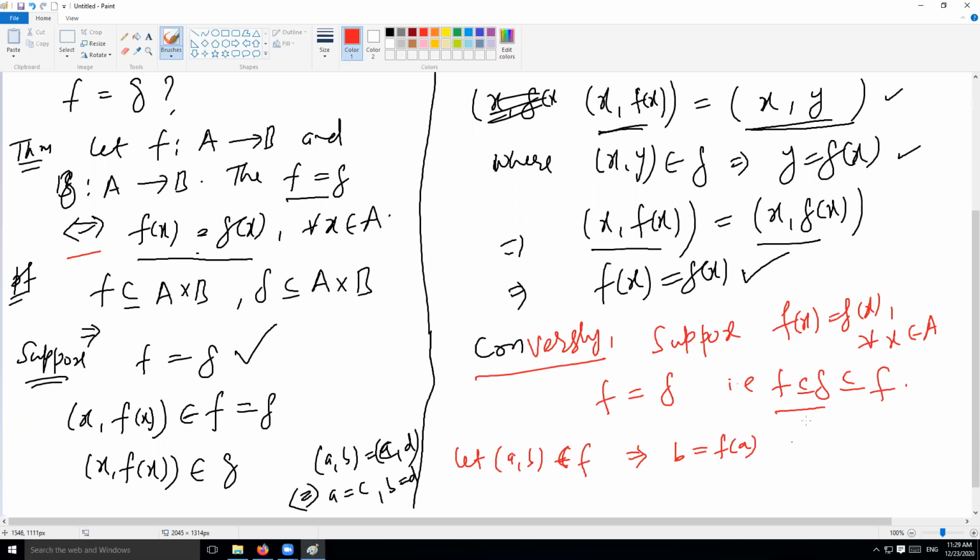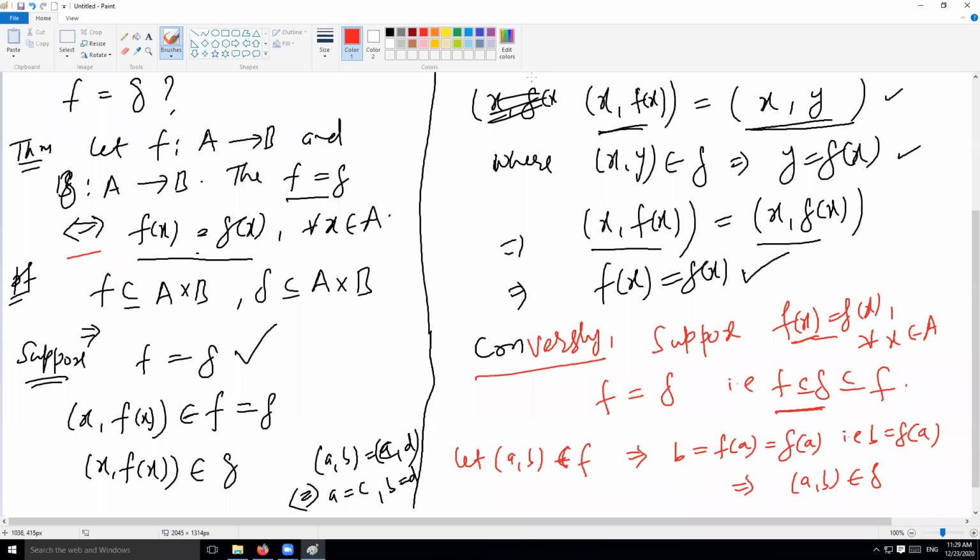So if b is f of a, and I have been given that f of x equals g of x for all x, obviously where a is from the set A, this means that f of a must be equal to g of a. That is, b is equal to g of a. And if b equals g of a, what does this imply? This implies that (a, b) belongs to G. This is the definition of G actually. So this shows that F is a subset of G.